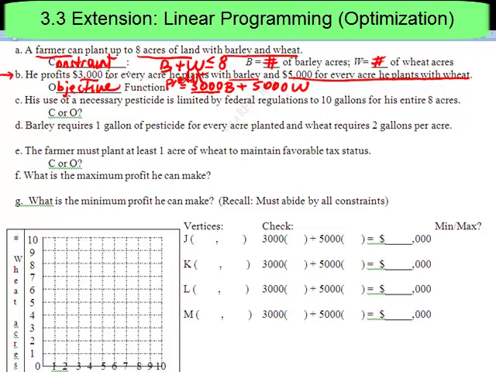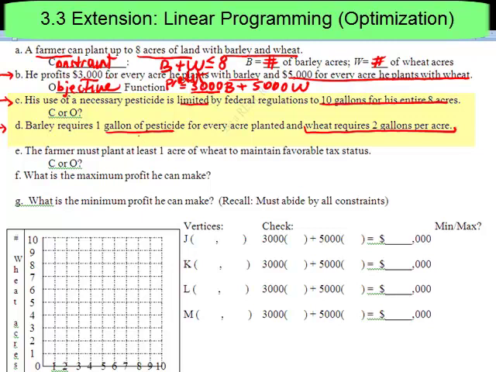Now, right now, what should the farmer do if we only have those two items? Plant all wheat, yeah. Let's go 8 acres of wheat and you made 40,000 bucks. But in real life, there's other constraints. For example, what I said was you have so many workers, they can only work so many hours, or there might be some laws that constrain you. So that's what we're going to look at right here. His use of necessary pesticide is limited by the federal government. Oops, it's a limit, it's a constraint, to 10 gallons for his entire 8 acres. So keep that in mind. And the barley requires 1 gallon of pesticide for every acre, whereas his wheat requires 2 gallons per acre.